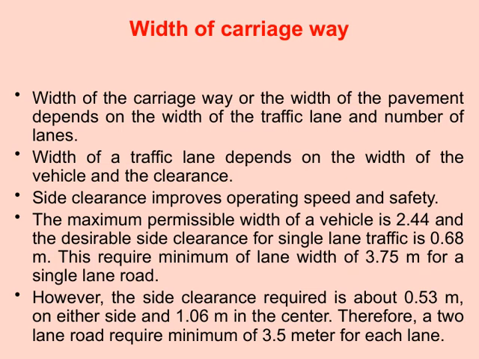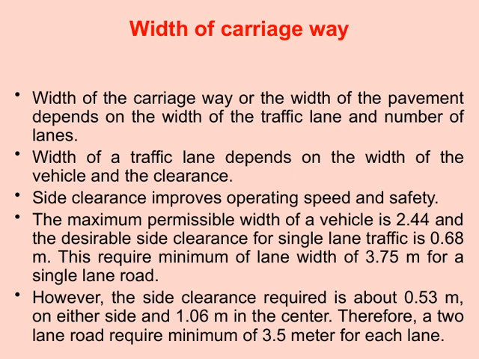Let's talk about the width of the carriageway. The width of the carriageway, or the pavement, primarily depends on two things: the width of the traffic lane and the number of lanes we have. Now, the width of each traffic lane is influenced by the size of the vehicles that will use the road, especially the maximum vehicle width, which is about 2.44 meters. But it's not just about fitting the vehicle. Safety is also a big concern. That's where side clearance comes in. Adequate side clearance not only improves safety, but also allows for better operating speeds. For a single lane, the desirable side clearance is around 0.68 meters.